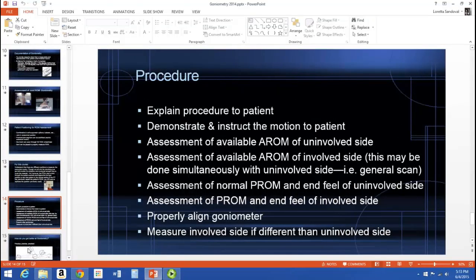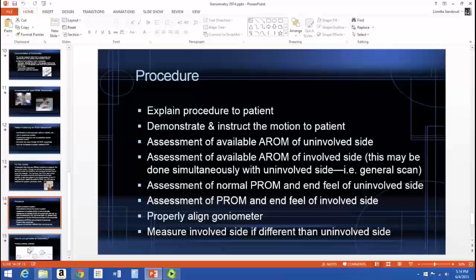So I'm going to go over the procedure again. You're going to explain the procedure to the patient, demonstrate and instruct the motion to the patient. You're going to assess available active range of motion on the involved and the uninvolved side. You can do that simultaneously depending on the motion. If you have someone lying supine, you can have them bend both their knees at the same time, and you can compare the two.